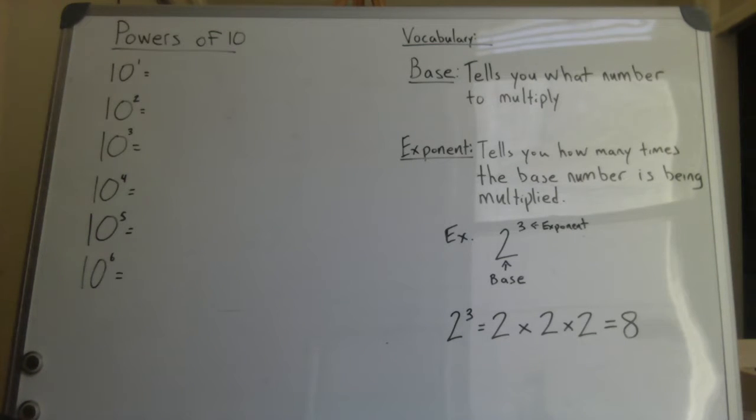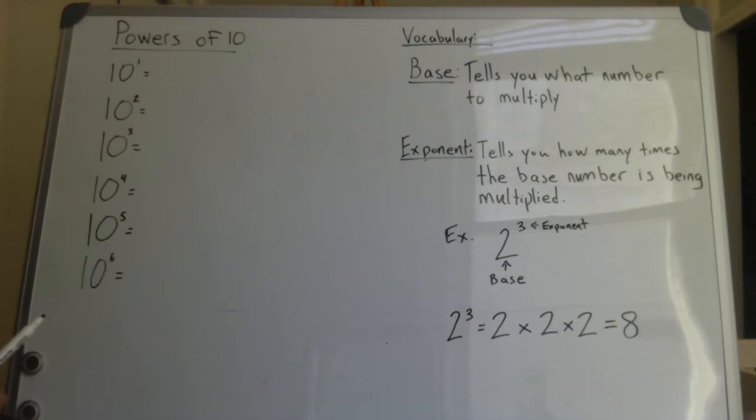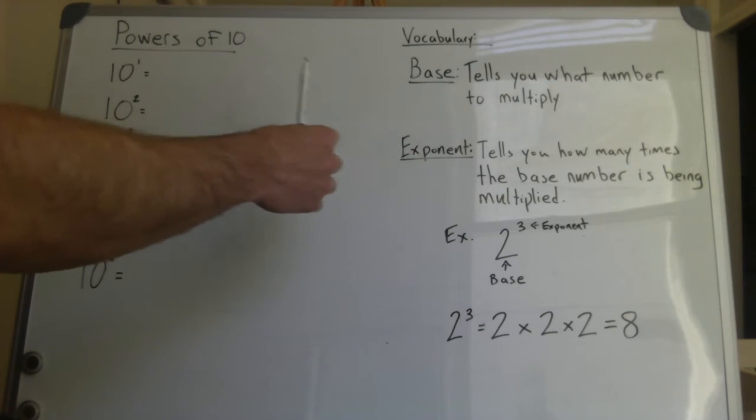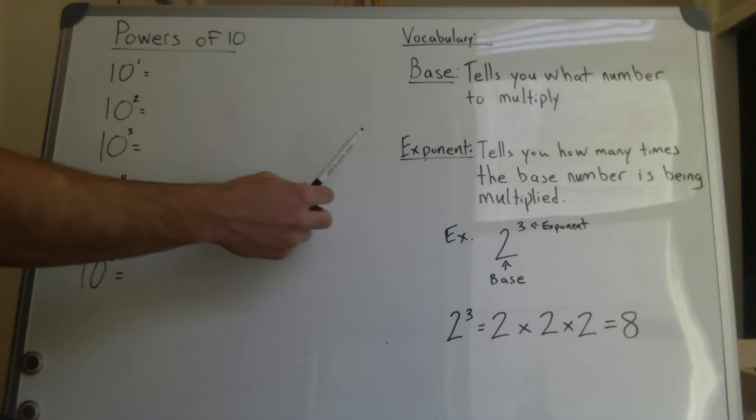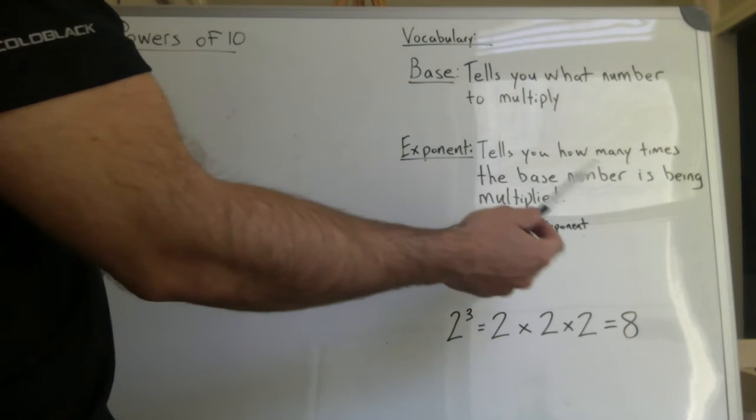Going to do a little bit of review of this week's content. We're going to be looking at the powers of 10. Let's first talk about some vocabulary. We have the base, which is the number that is being multiplied. And then you have an exponent, which tells you how many times the base number is being multiplied.